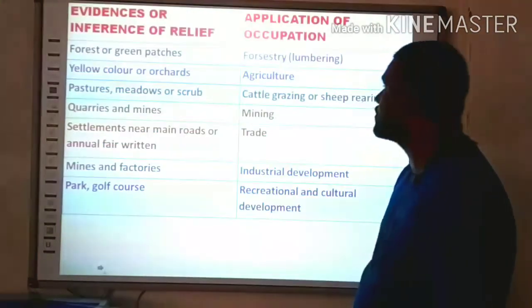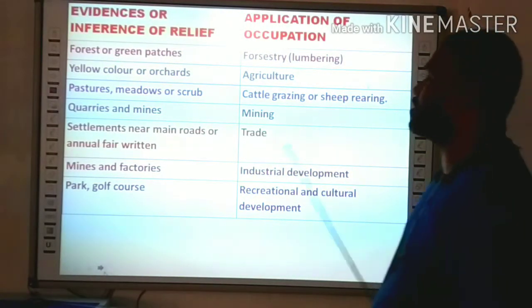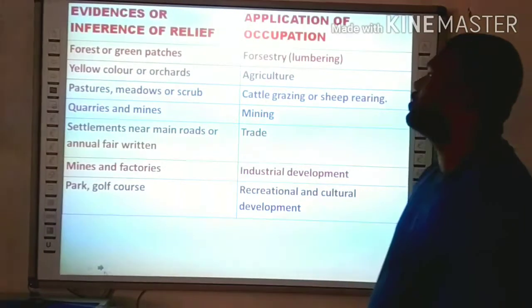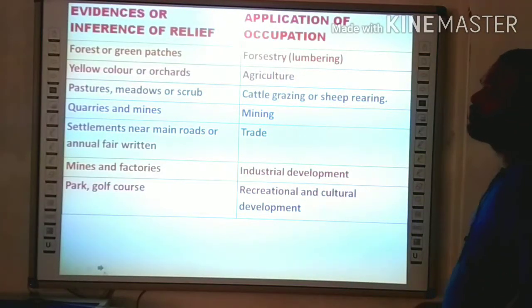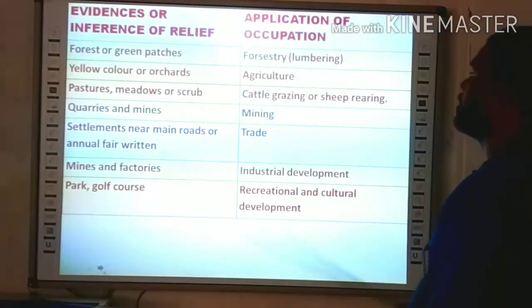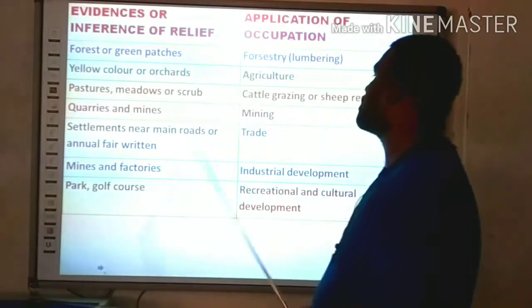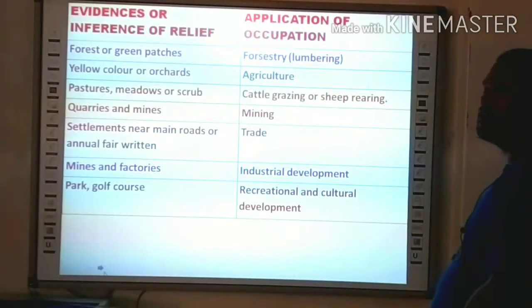Next slide. Evidences or inference of relief or application of occupation. What does it mean? The correlation between relief and occupation. So forest or green patches, as I told you earlier, what will be the occupation? The occupation will be lumbering. Yellow color or orchards, agriculture.